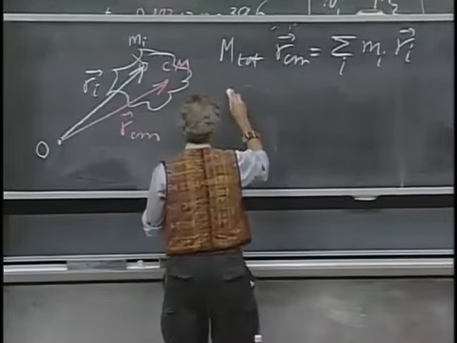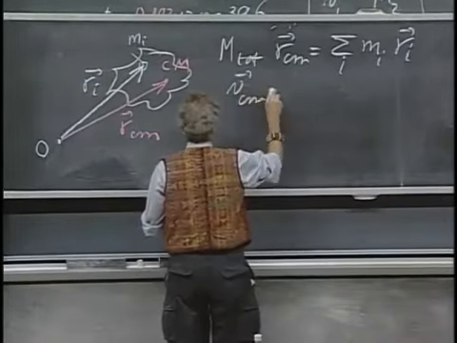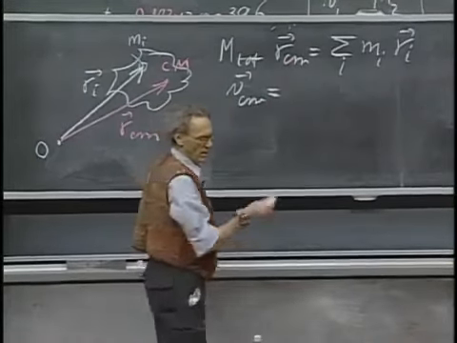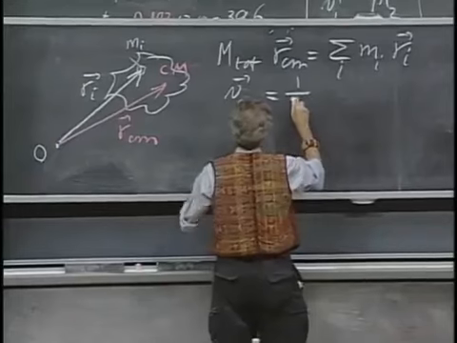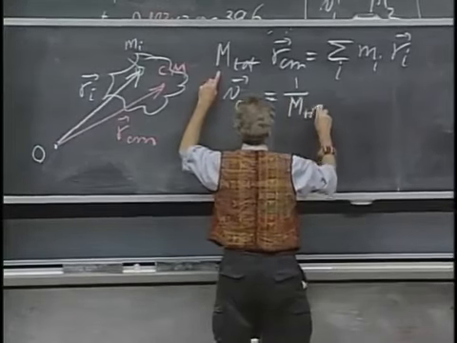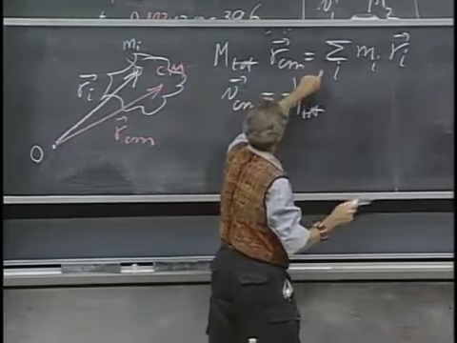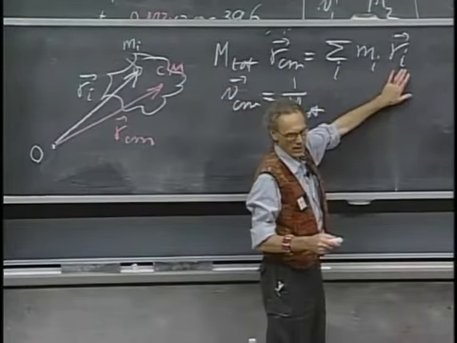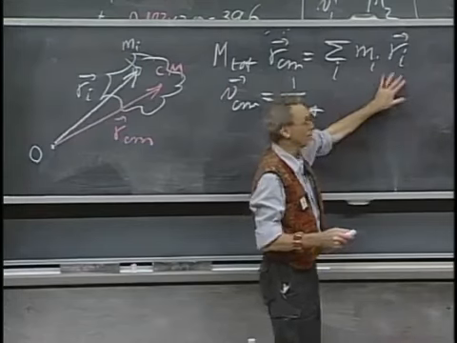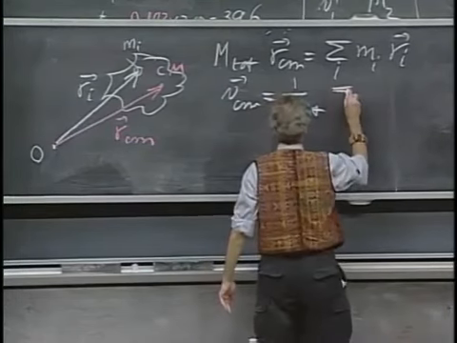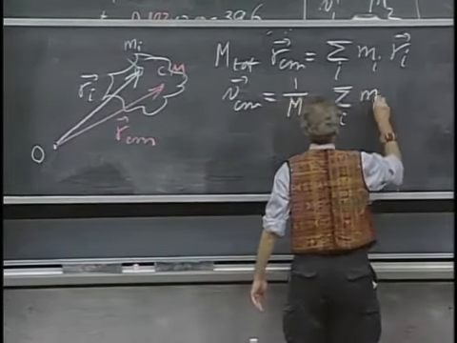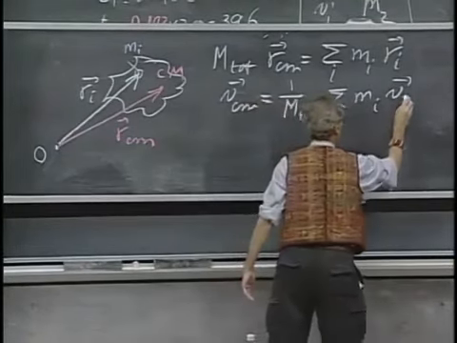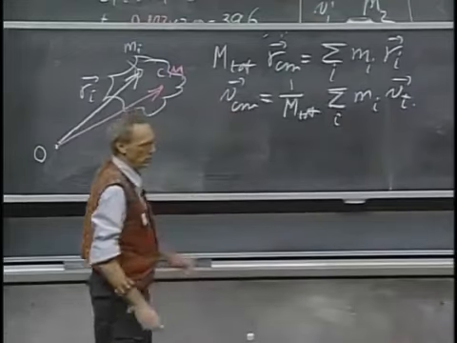V center of mass, I find that by taking the derivative of this equation, equals 1 over the mass total. I bring this on this side. I take the derivative here, and so here I get the sum of m_i times dr_i/dt, and so this is the sum over i of m_i v_i. Simply taking the first derivative, which changes positions into velocities.